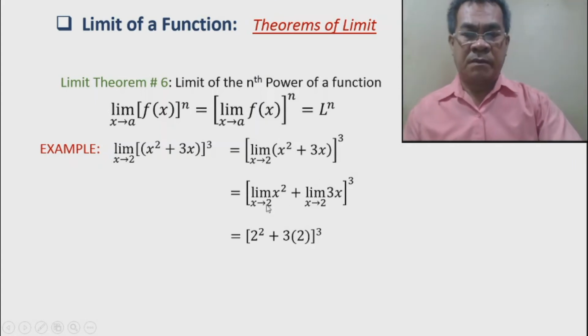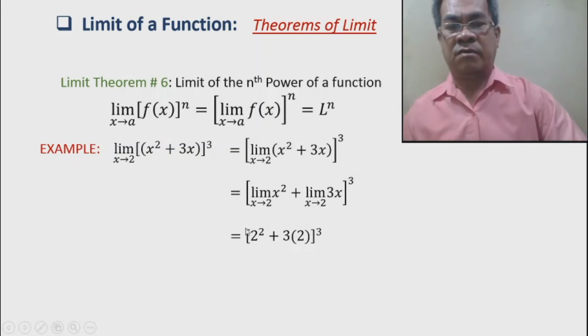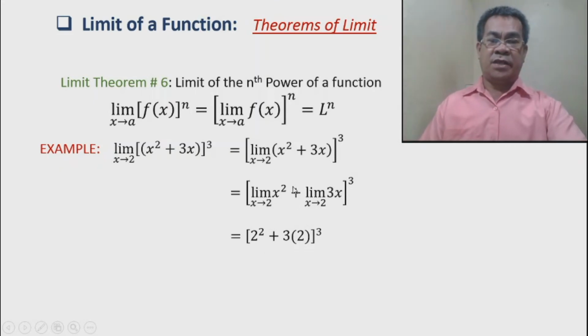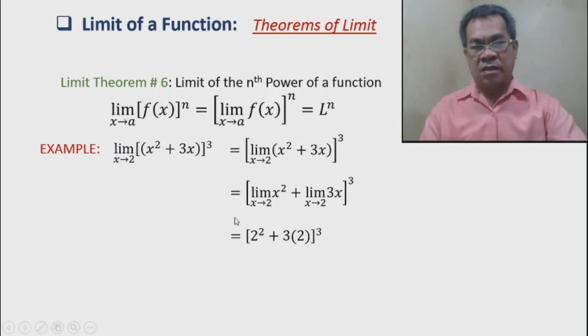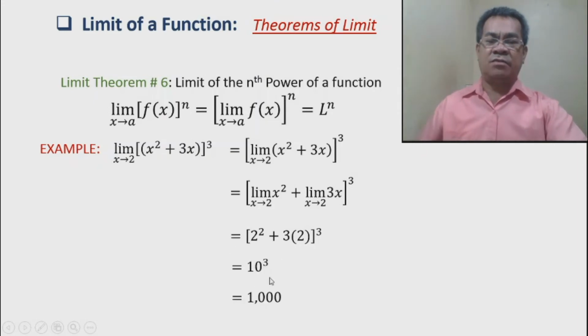Now, if the problem says to use the theorem to evaluate step by step, then you have to go with the process, because you might be given points for that process, so you have to practice yourself using the theorems. But for the quick result, go directly. Okay, so the answer is 10 cubed, or 1,000.